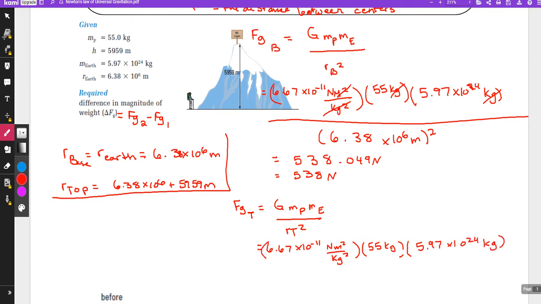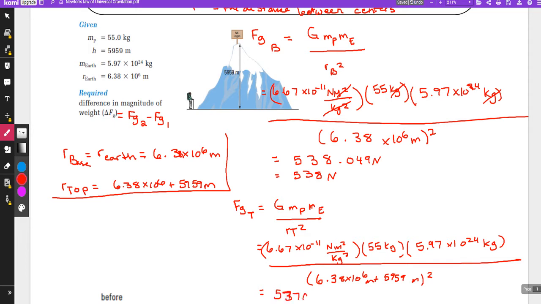And then our r_T looks a little different now because it's 6.38 times 10 to the 6 plus 5959 meters squared to give us a resounding 537 newtons. So this difference of the magnitude, delta Fg, is going to be 1.00 newtons.